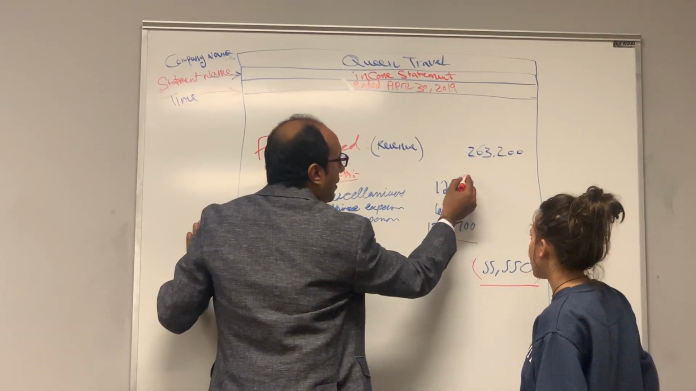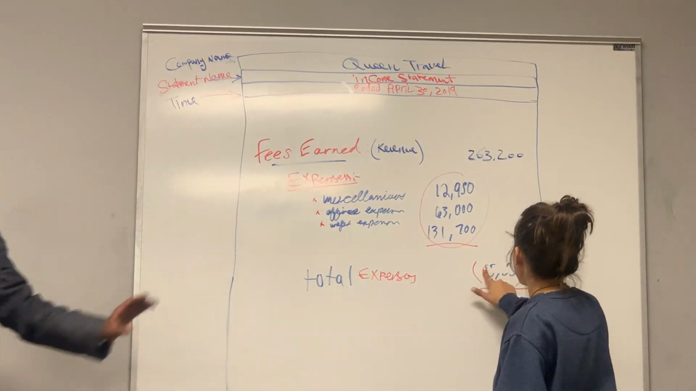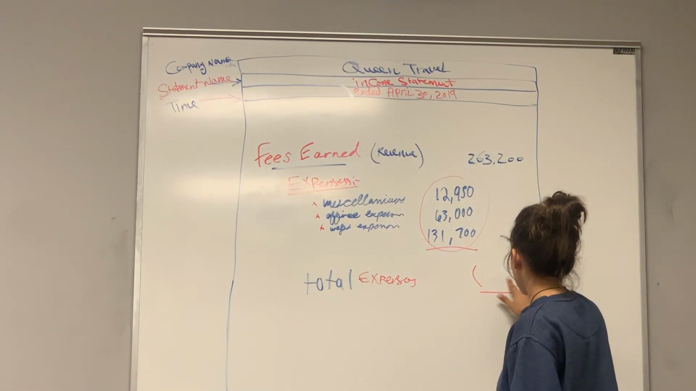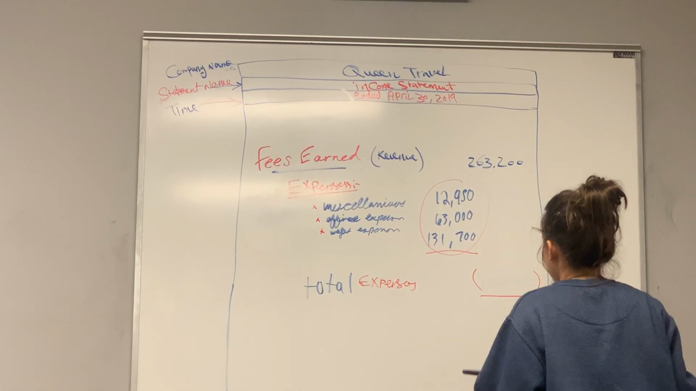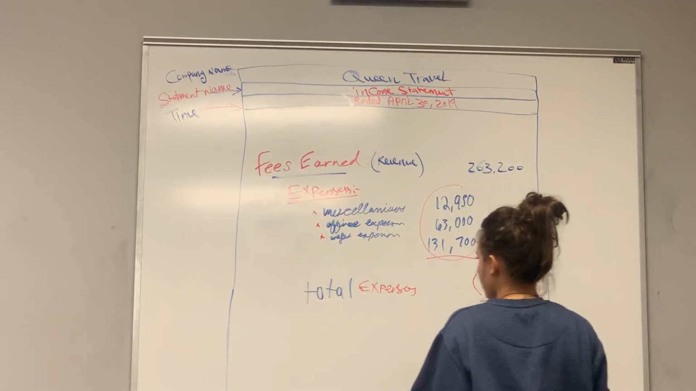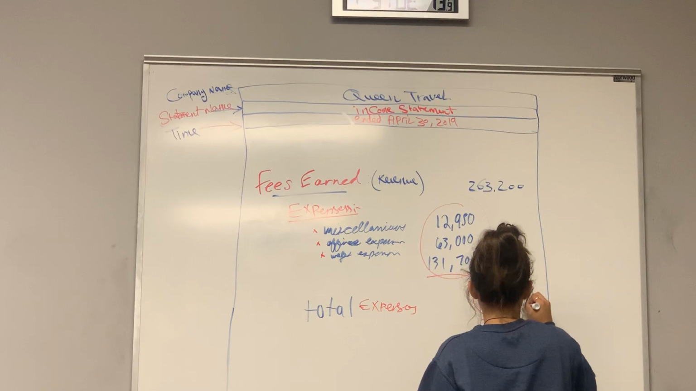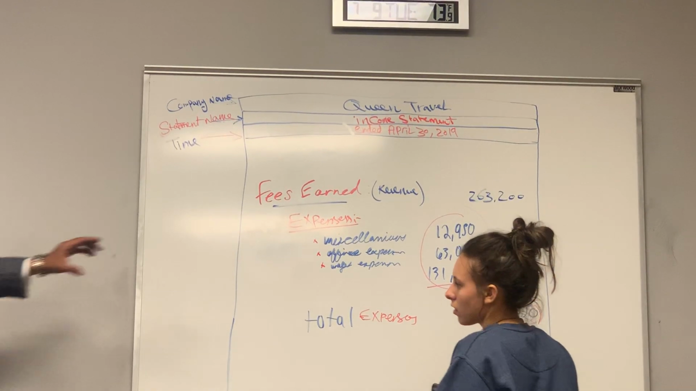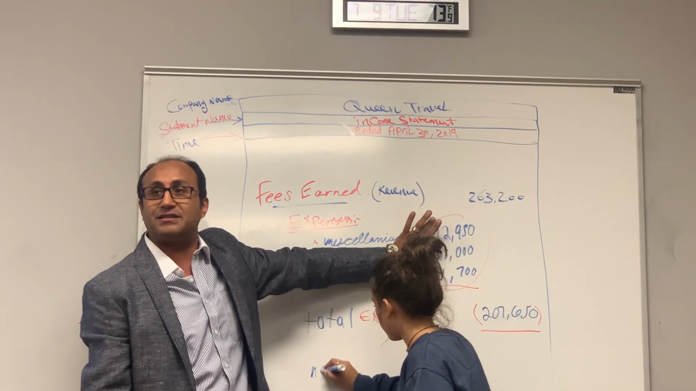What's the total expenses here? Can you give us the total number? I need to put that right here. So you add those up, and then you take them. 207,650. So subtract after you count this number for the expenses.